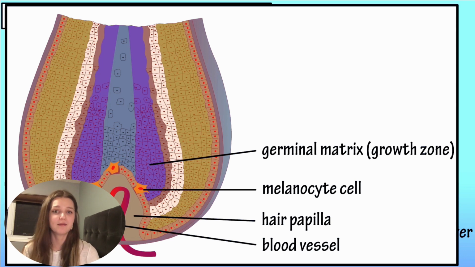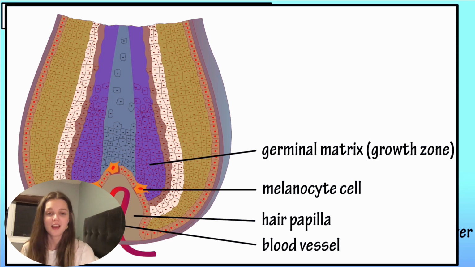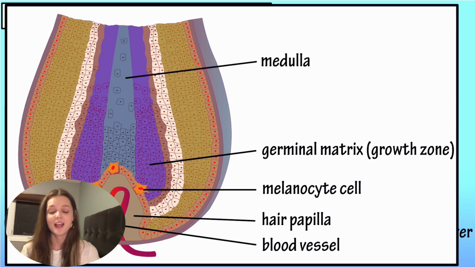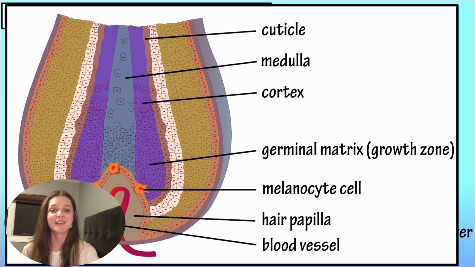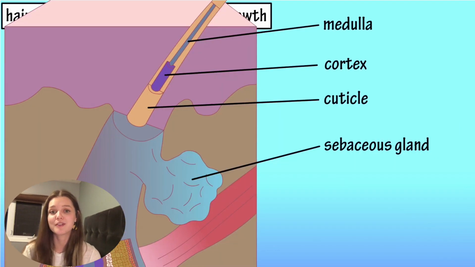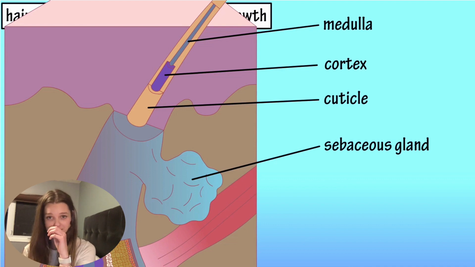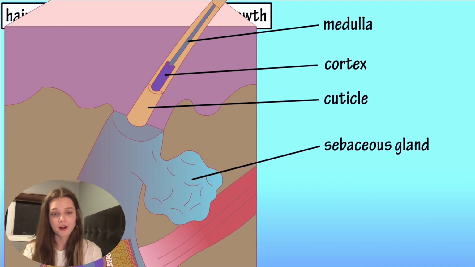We also have blood vessels there, connective tissue, and it houses nerve cells as well. So the blood vessels help nourish the germinal matrix, the hair growth zone. We also have the melanocyte cells located in the germinal matrix, and they produce pigment that gives hair its color. Melanocytes are unique cells that produce pigmentation in unique membrane-bound organelles called melanosomes.